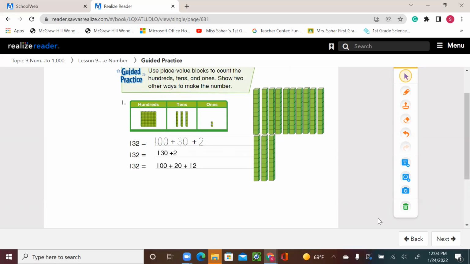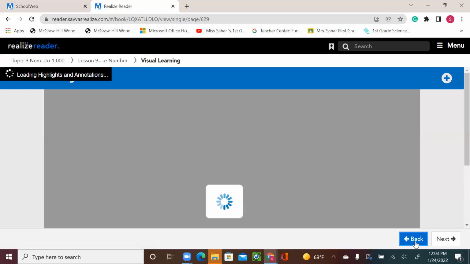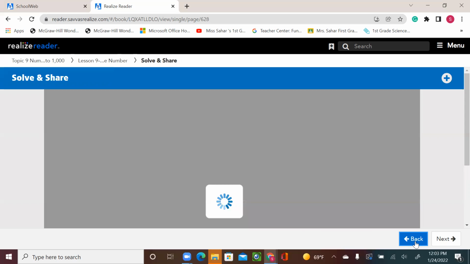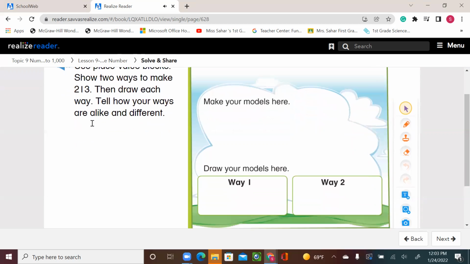All right. So let's go back to the first exercise. We have it in our book, page 393, and use what we just learned to do this activity. Use place value blocks. Show 2 ways to make 213. Then draw each way. Tell how your ways are alike and different.